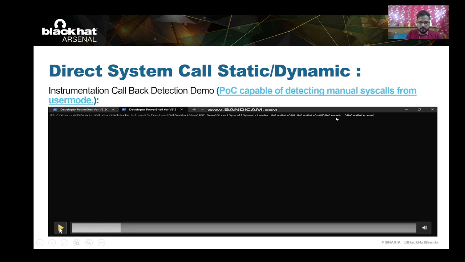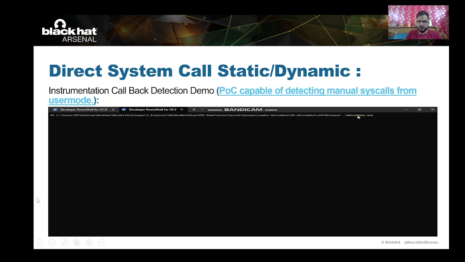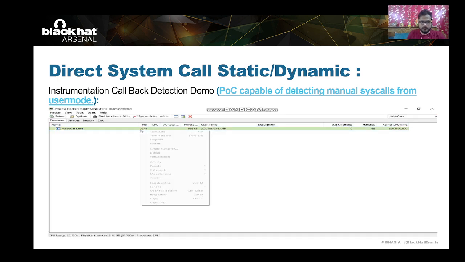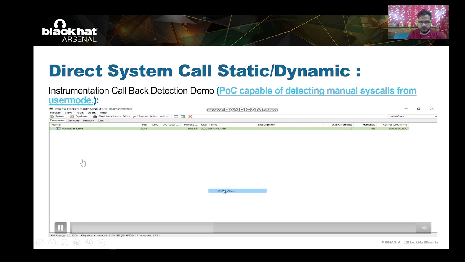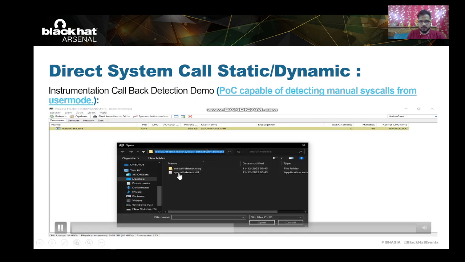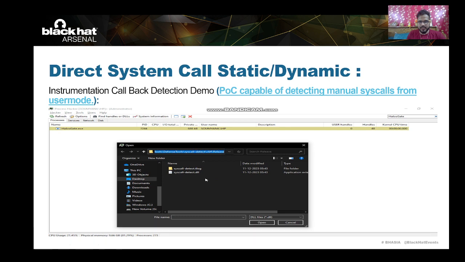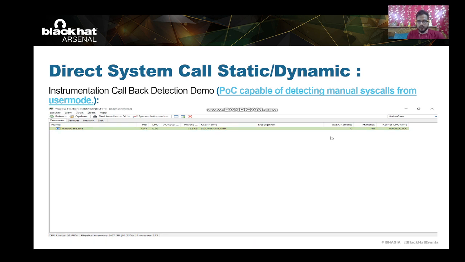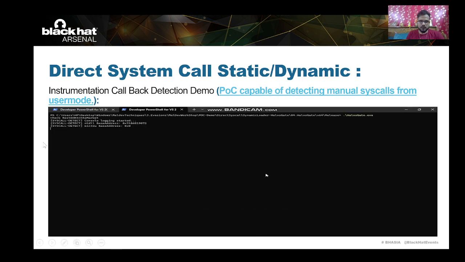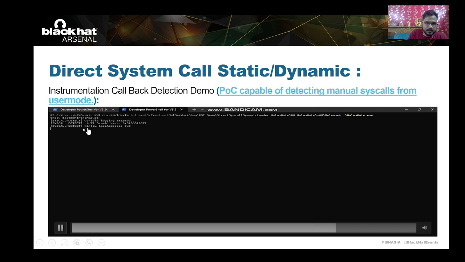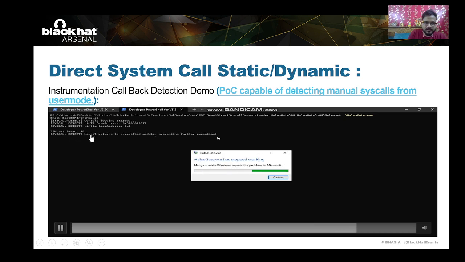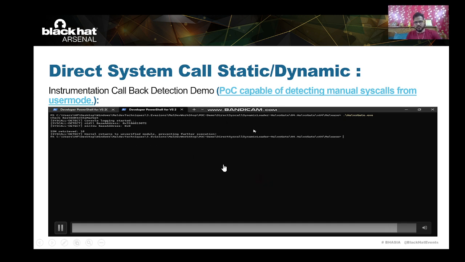So basically, I'm injecting the instrumentation callback detection DLL into my target process. You can see it is loaded. SSN retrieved, then it is telling us kernel returns to unverified module, and terminating. So this is the thing.